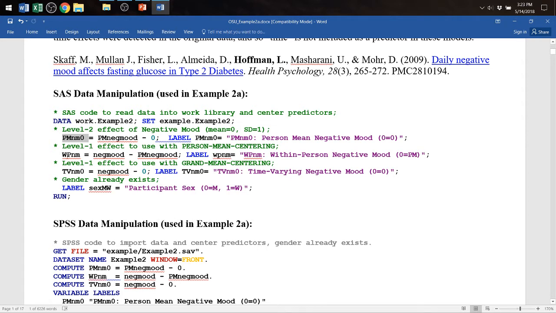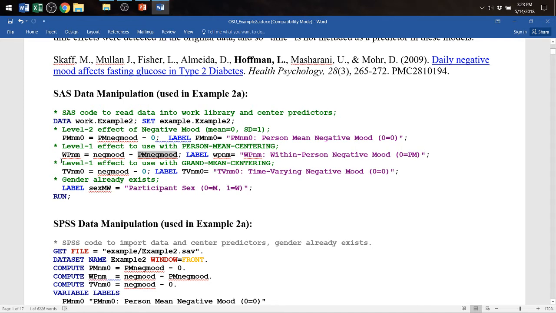My level 1 predictor, within-person negative mood, is my original negative mood time-varying column minus my person mean negative mood column. So I'm centering at a variable. And it's the original person mean, not the centered version.